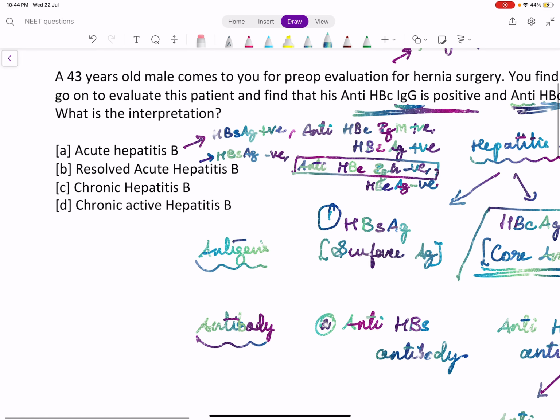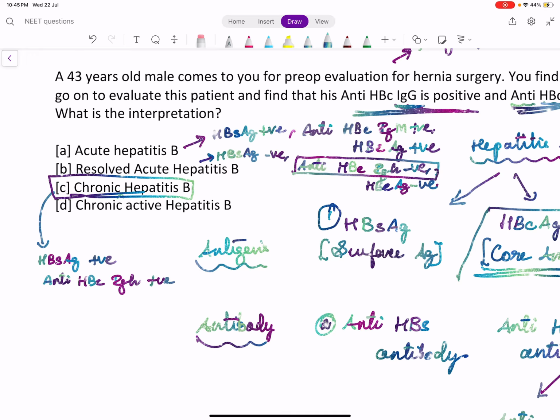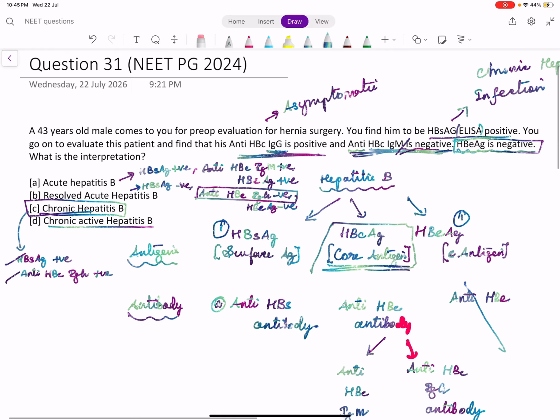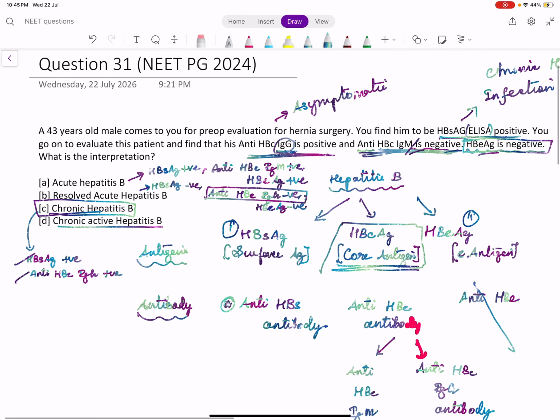What happens in chronic hepatitis B? HBsAg will be positive, right? Because infection is there. Since it is chronic, anti-HBC IgG will be positive. They didn't give any word whether it is active or inactive. So I think for this term, only these two will be enough to say. To say chronic active hepatitis B, in addition to these two things, HBeAg will be positive. So I think for this question, chronic hepatitis B will be the answer, because HBsAg is positive, his anti-HBC IgG is positive, but there is no replication. So he is having a chronic hepatitis B.